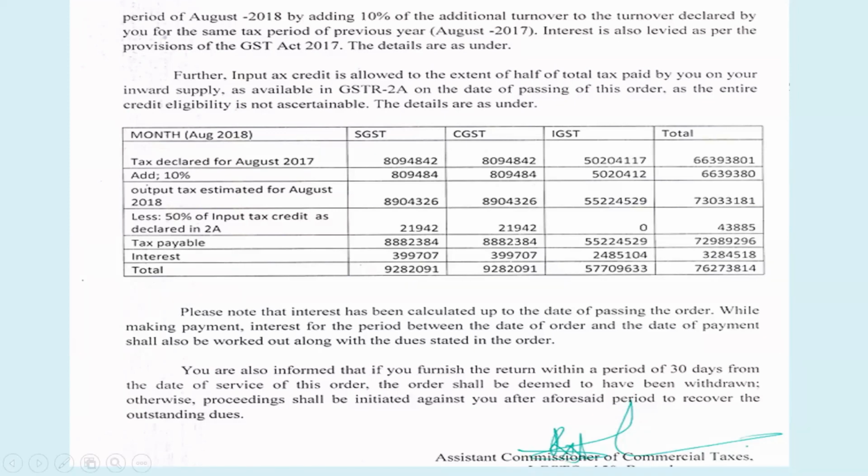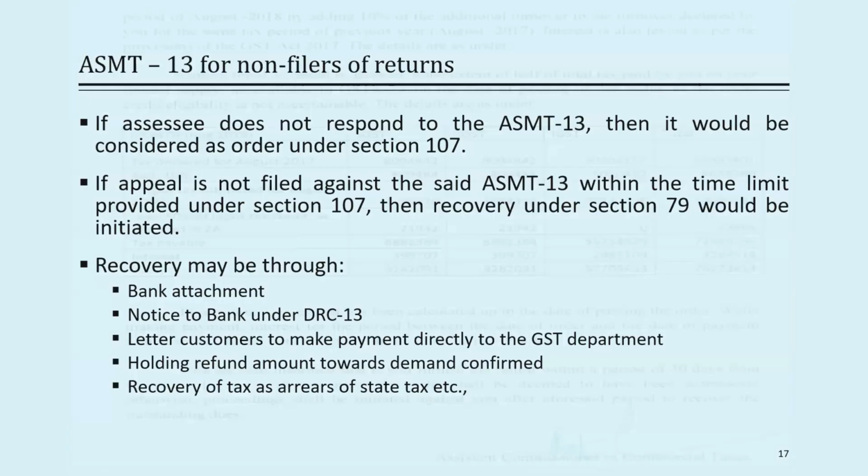So if this type of notice is issued, what do we need to do? Once any ASMT 13 is issued, the first thing we have to do is file the return within 30 days from the date of receipt of the ASMT 13. If we file the return within 30 days, then we can give a letter to the officer stating that I have filed the returns, please withdraw the ASMT 13. If we have not filed the returns, what happens?